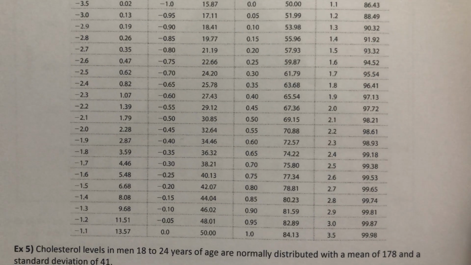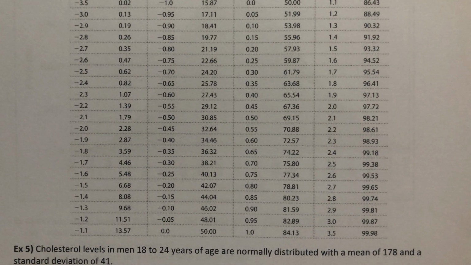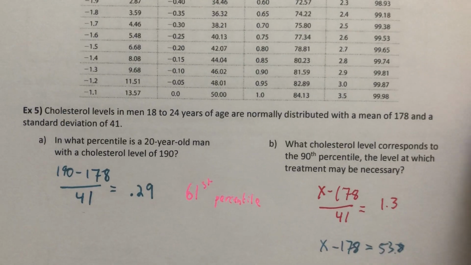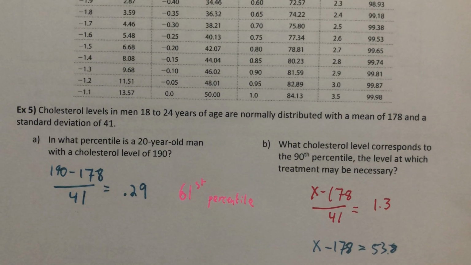And this is the chart. You have a z-score and then you have a percentile that goes with it. So if you are 0.7 standard deviations below the mean, that would be a z-score of negative 0.7, and you would fall into the 24.2 percentile. All right. Cholesterol levels in men from 18 to 24 have an average of 178, a standard deviation of 41, and there's that keyword, normally distributed.